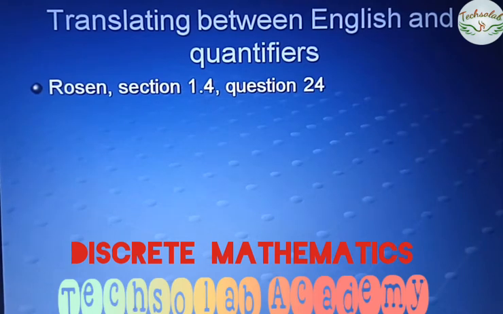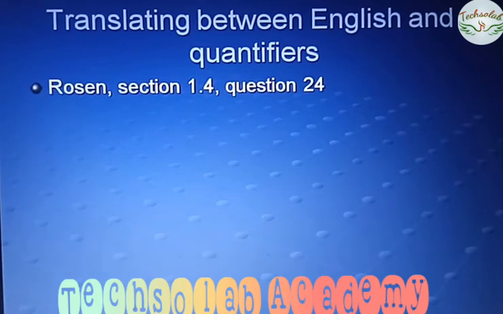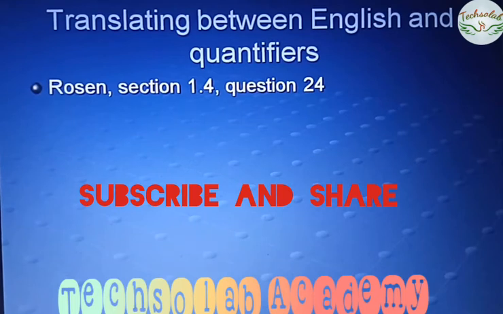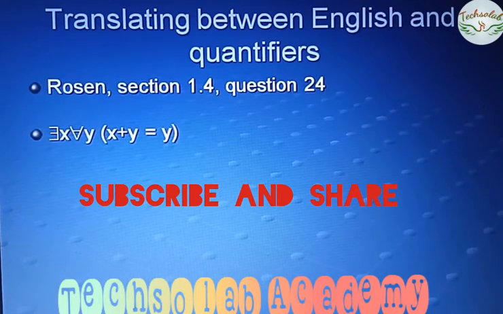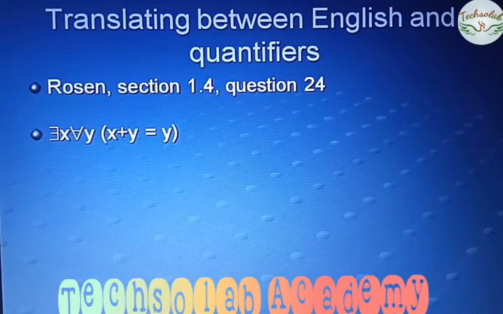In today's lecture, we will discuss translating between English and quantifiers. This question is from the Rosen book, question number 24 in section 1.4. The question is: there exists x for all y such that x plus y equals y.